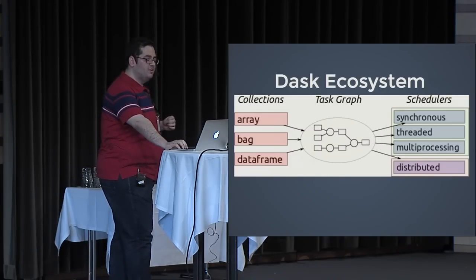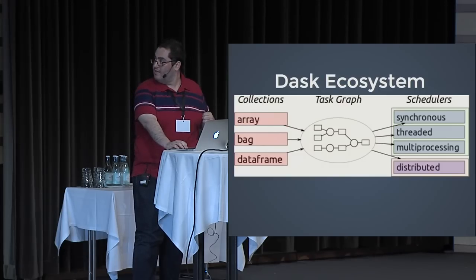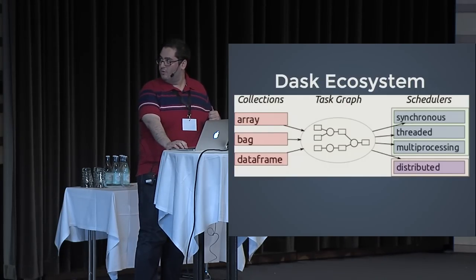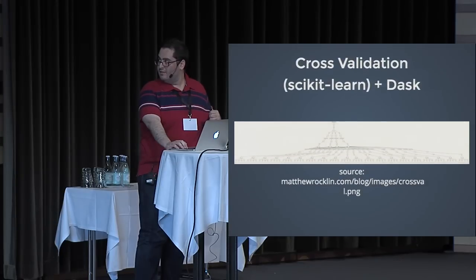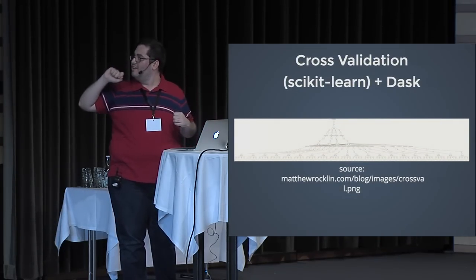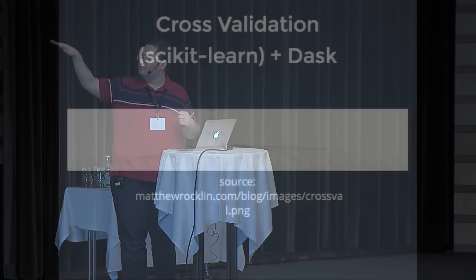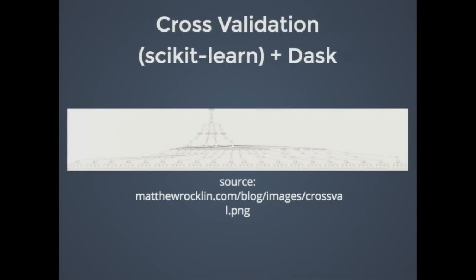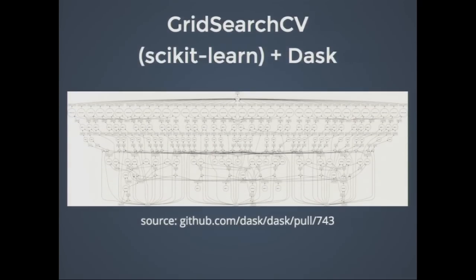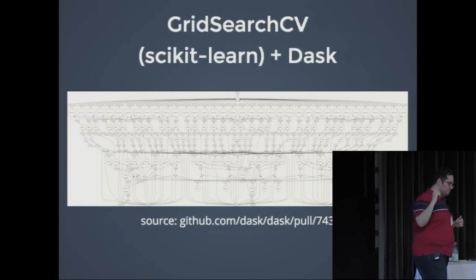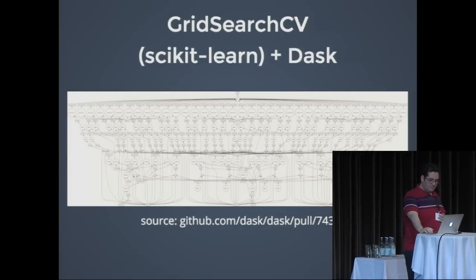For people who work in machine learning, this is a graph of doing cross-validation with scikit-learn and Dask. It's very small, so I'm going to skip it. Well, this next one is a little bit more obvious. This is doing grid search cross-validation. As we can see, there are many arrows going from the left side to the right side, so components are being reused. But again, this is not clear yet. I'm now going to try to explain more.